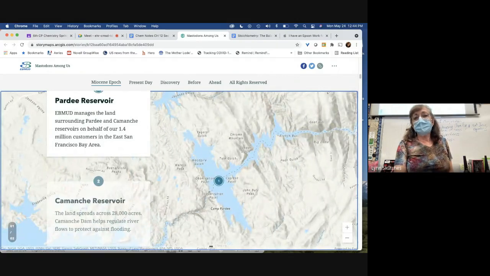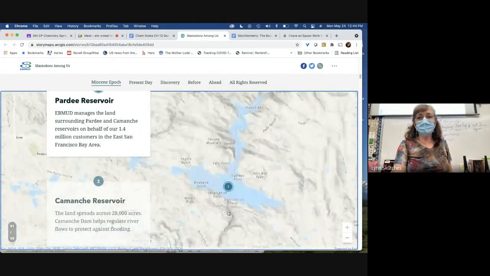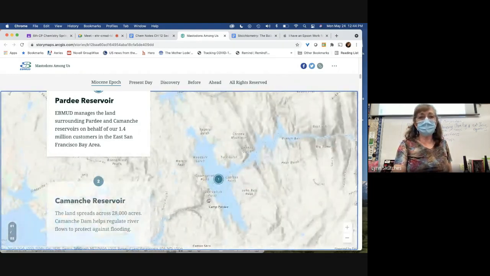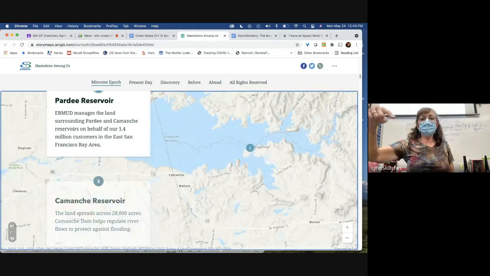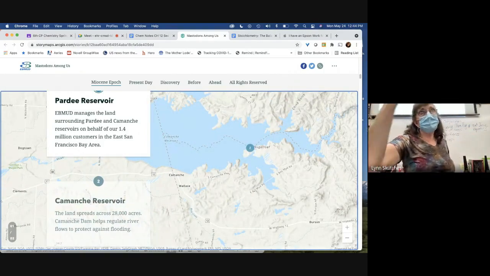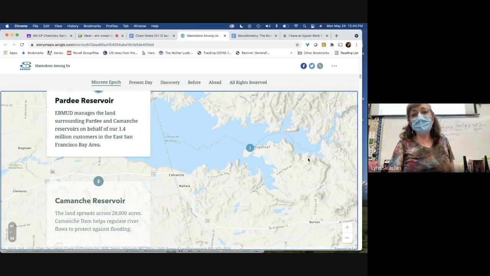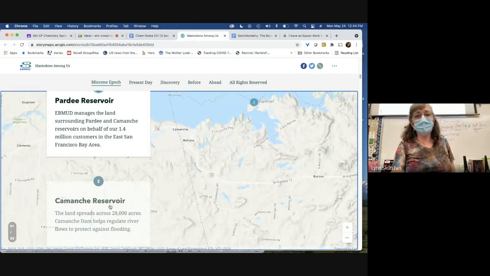And some of you have probably been to these. Have any of you been over to Pardee or Comanche? Oh, okay. Comanche is the bigger one, I believe. If you go down Highway 12, you have to go into San Andreas or towards that end of the world. Anyhow, it's a pretty good size, and a lot of people go out there. It's pretty. Reservoirs are great. Love having them.